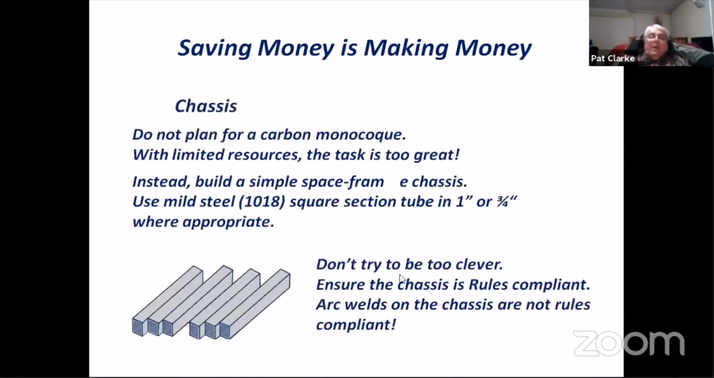Okay, let's talk about the chassis. Don't plan for a carbon monocoque chassis or any such thing. With the limited resources, the task is too great. Instead, just build a simple space frame chassis.